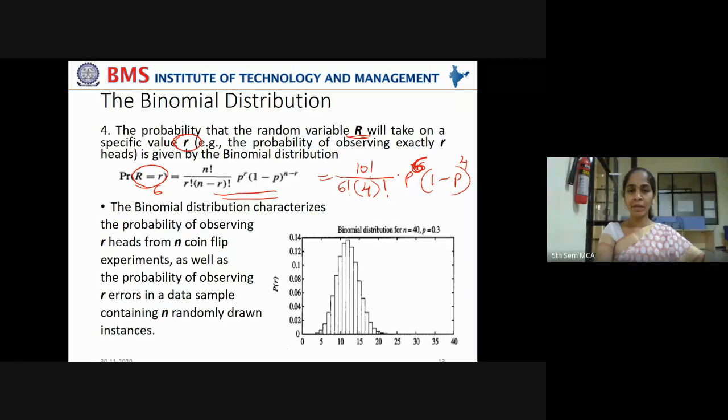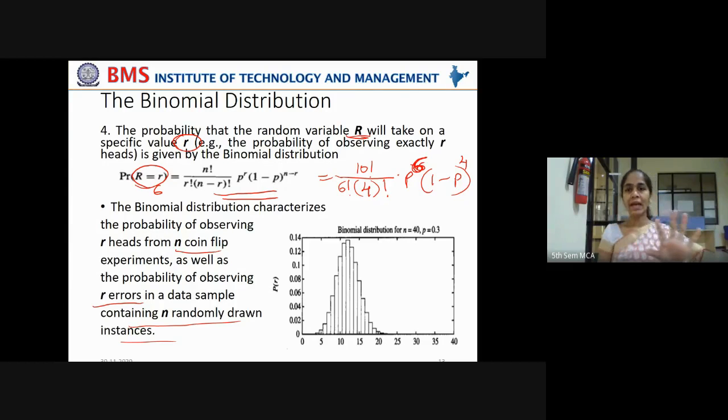Now the binomial distribution characterizes the probability of observing R heads from n coin flip experiments, as well as the probability of observing R errors in a data sample containing n randomly drawn instances. Now you have taken n new instances. Out of that, R predictions are made wrongly. In that case, the accuracy is n minus R by n. That's all, simple. Did you understand now?